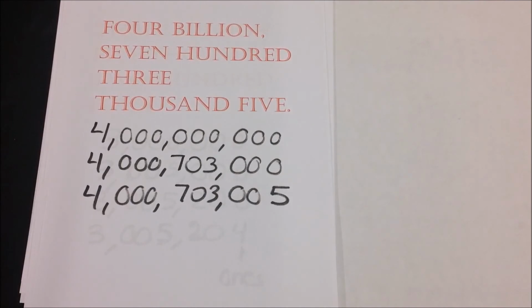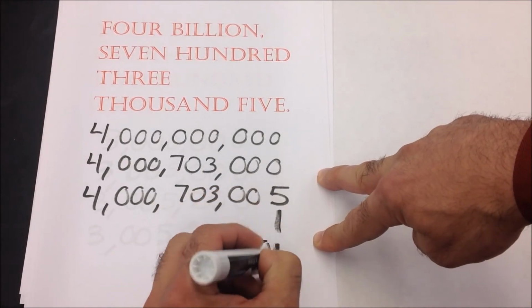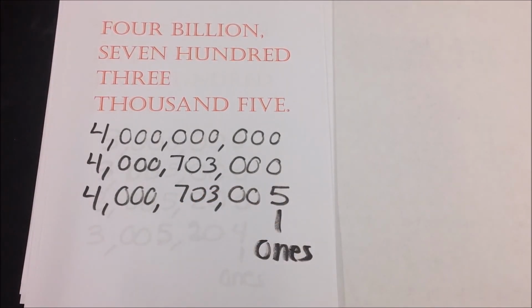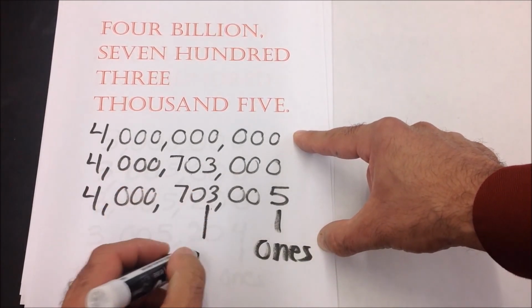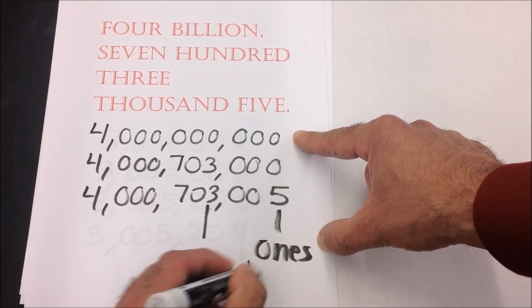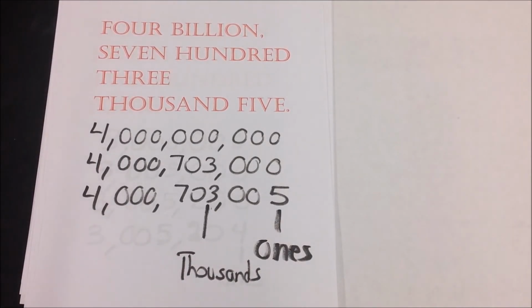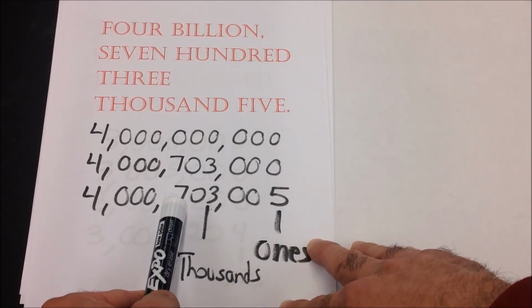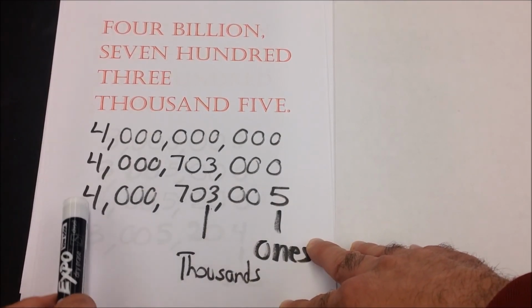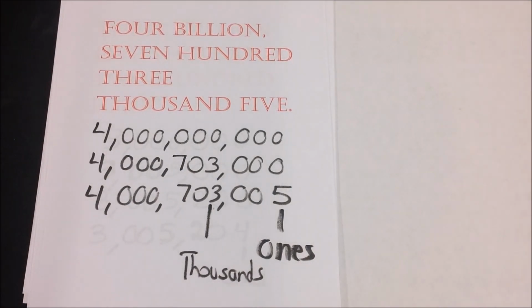So there's value and there's the place. That's why we call it place value. The 5 is in the ones place, and its value is 5. The 3 is in the thousands place, and its value is 3,000. The 7 is in the 100,000s place, and its value is 700,000. And the 4 is in the billions place, and its value is 4 billion. So by knowing the place and the value, we can then go into expanded form. We'll talk about expanded form in the next video, and more on whole number place value. Great job.